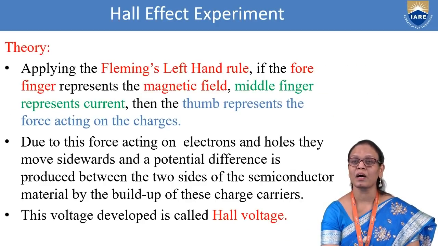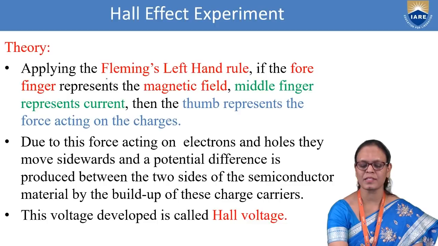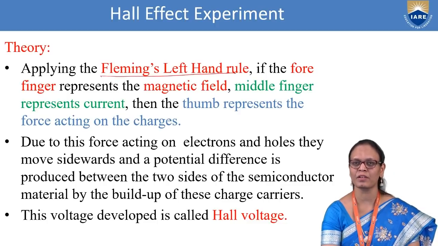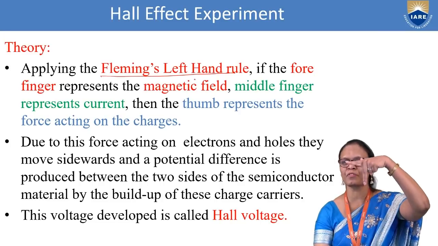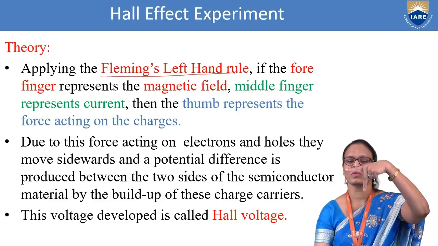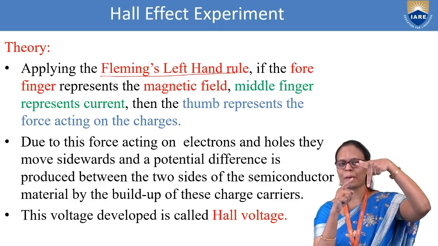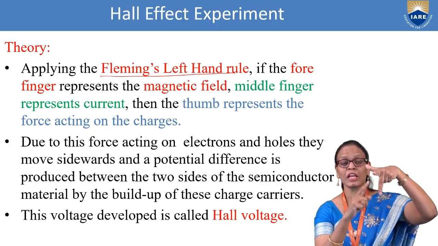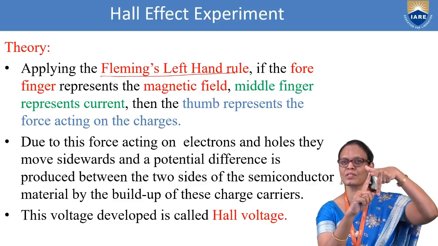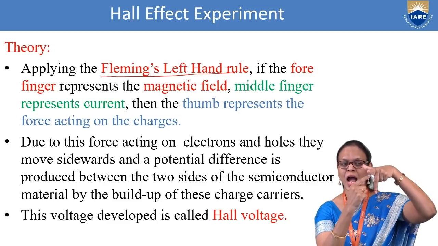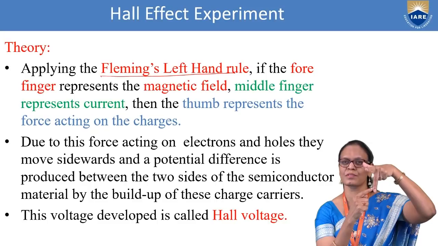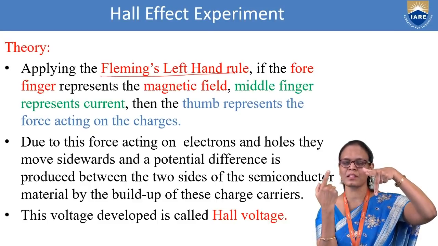Now, how do we understand this? We understand it with the help of Fleming's left hand rule. What does Fleming's left hand rule say? If you keep all three fingers mutually perpendicular to each other, the forefinger denotes the magnetic field, the middle finger denotes the current, then the thumb represents the force.